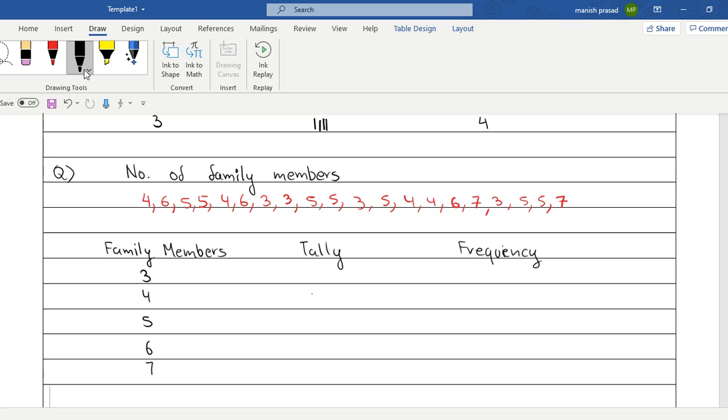Let's go through the data: 4, 6, 5, 5, 4, 6, 3, 3, 5, 5, 3, 5, 4, 4, 6, 7, 3. So check. And the total should come to 20 because there are 20 families. Is that okay?